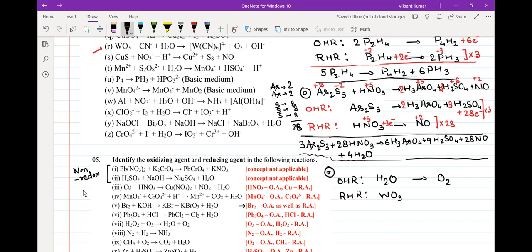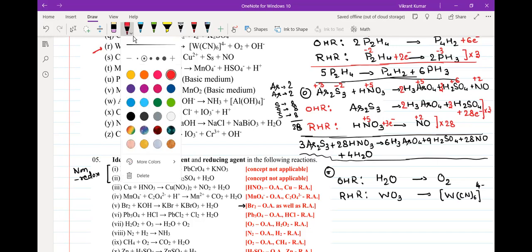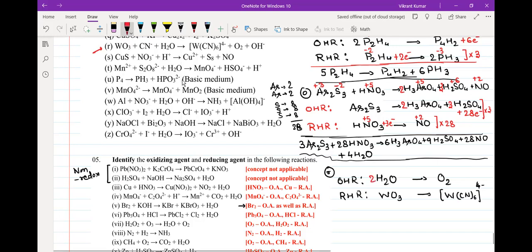WO3 is giving you WCN6 4 minus. Now if you check, पहले तो atoms balance करने हैं, so for that I'll be putting 2 here. So oxygen is balanced, and in this case W is already balanced. W is tungsten. Okay. After that we'll allot the electrons. For electrons, if you see -2 to 0, 2 का change per oxygen, we have 2 oxygen. So 4 electron on the right side.